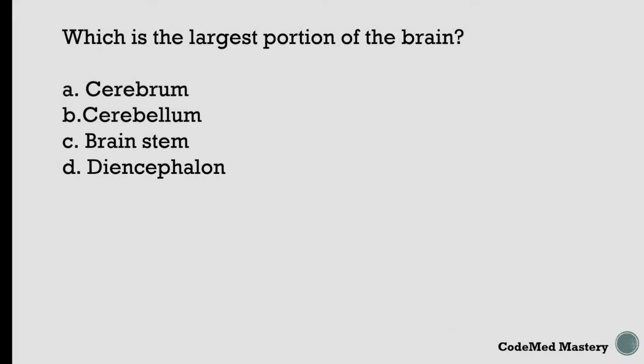Next question, which is the largest portion of the brain? Option A, cerebrum. Option B, cerebellum. Option C, brainstem. Option D, diencephalon. The right answer is option A, cerebrum.